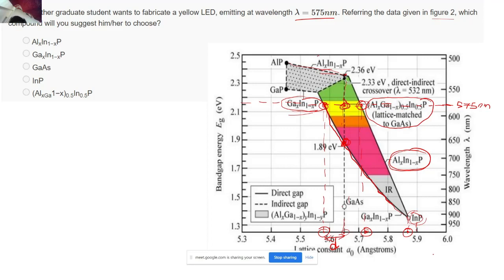So what is this point? It corresponds to aluminium, gallium, indium phosphide. Everything is present over here. Now can I grow it on top of the gallium arsenide substrate? Obviously I can grow, right?